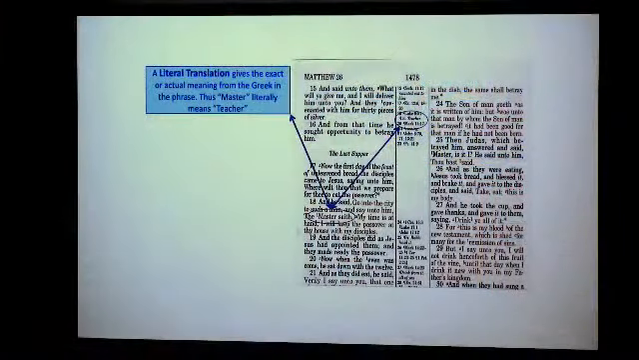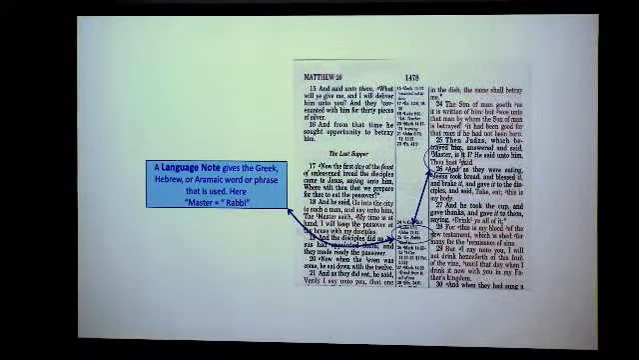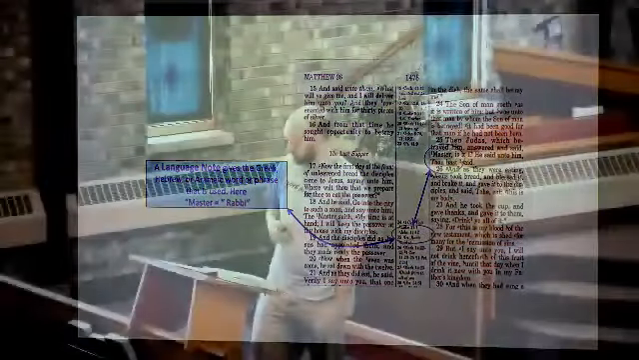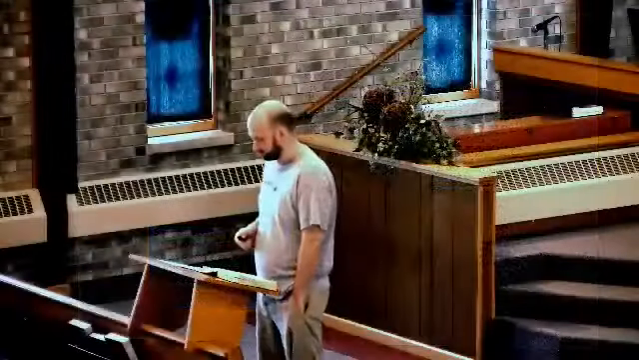Here is a note about the literal translation that gives us the exact meaning of the Greek. So master literally means teacher. And this is highlighted again here in a language note. This is letting us know that the word master, again, literally means teacher. And then the square brackets in this part of the center column shows a similar concept for this passage. It's found elsewhere in the Bible. In this case, this is my body concept can be found in 1 Peter 2:24.